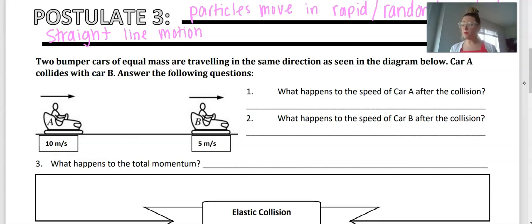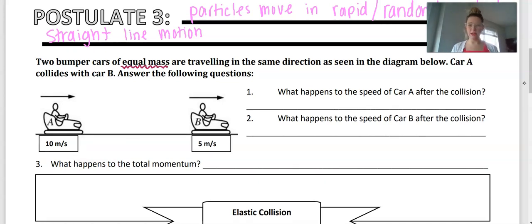All right, we have two bumper cars here, car A and car B. They're of equal mass, that's really important. Both people weigh the exact same amount, and they're traveling in the same direction as seen in our diagram. Car A is going to collide with car B. So what happens to the speed? Our initial speed of car A is 10. Our initial speed of car B is 5. What's going to happen to the speed of car A after the collision? Well, if car A collides into car B, car A will slow down.